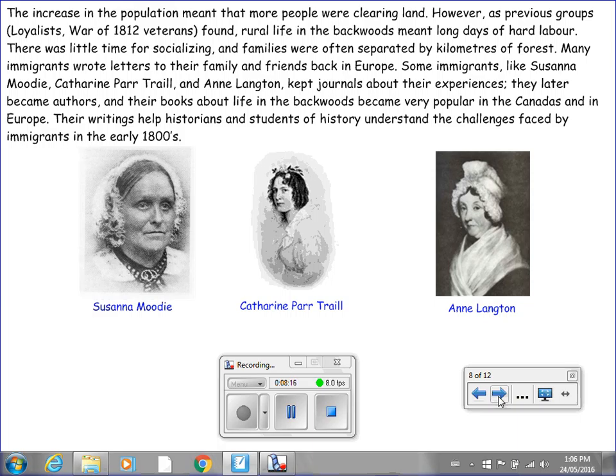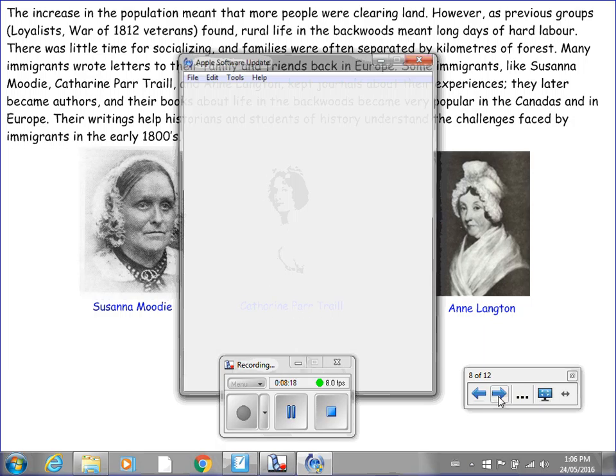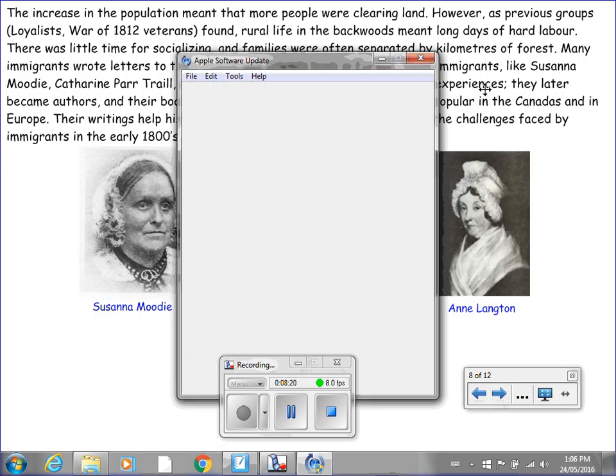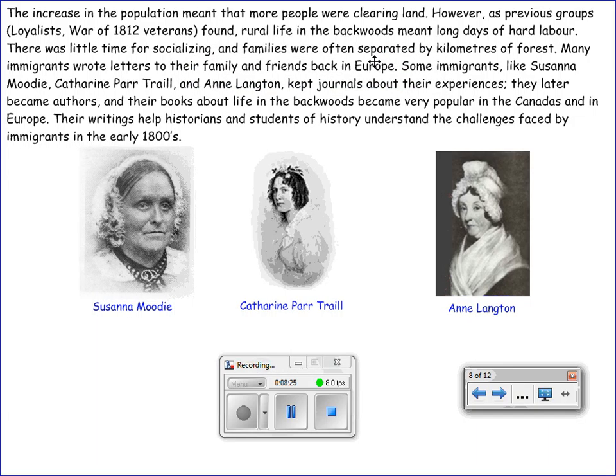They later became authors, and their books about life in the backwoods became very popular in the Canadas and in Europe. Their writings help historians and students of history today understand the challenges faced by immigrants in the early 1800s.